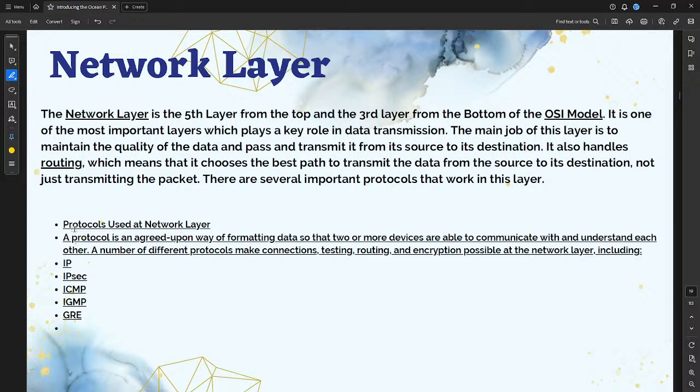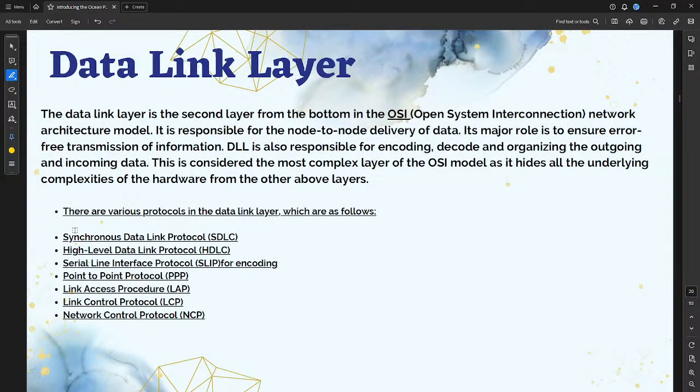We have IPsec, which is a secured form of the Internet Protocol. We have the ICMP, which we probably must have heard of, things like ICMP packets. We also have the IGMP. Now, all these are found on the network layer.